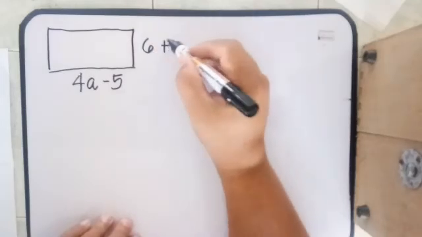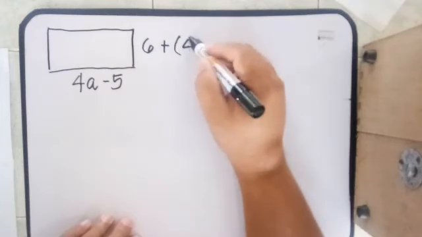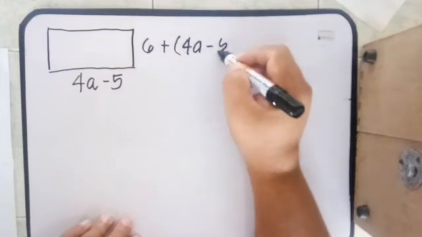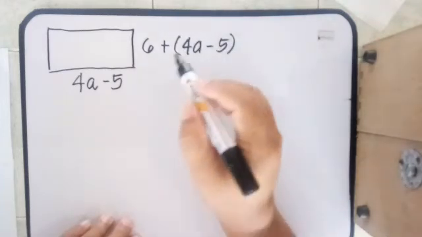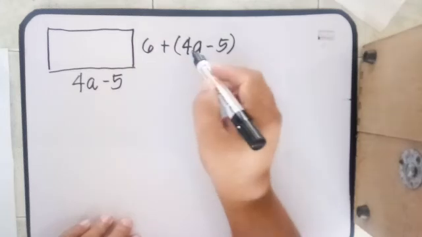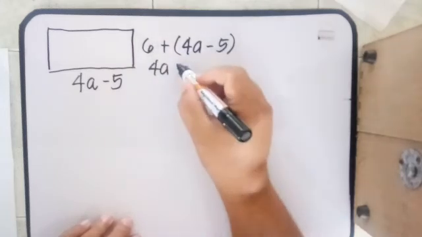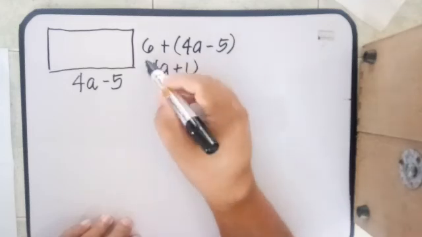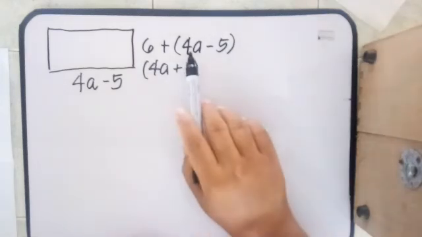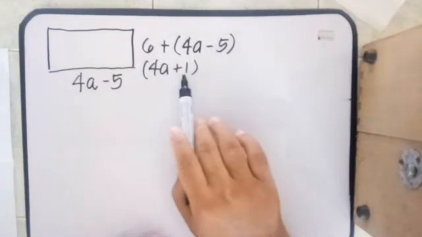6 more than its length. So "more than" means plus. Then 4a minus 5. Okay, solve your width first. If you're going to solve further, the width will give you 4a, and then plus 1, because 6 minus 5 will give you 1.